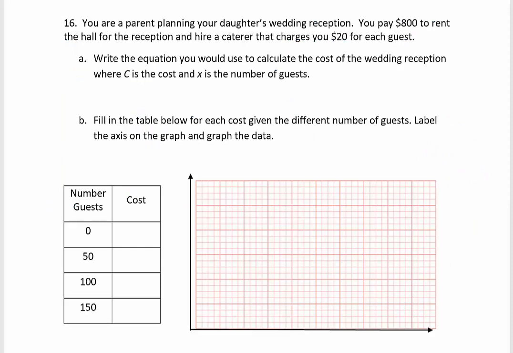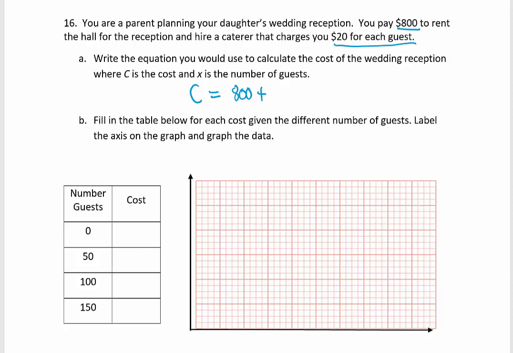All right, 6.2, question 16. You're a parent planning your daughter's wedding reception. You're going to pay $800 to rent the hall for the reception and hire a caterer that charges $20 a guest. So we've got this $800 to rent the hall, $20 per guest. Write an equation that you would use to calculate the cost of the wedding reception, where C is the cost and x is the number of guests. So we'd say, all right, if C is our cost, well, we're going to have this $800 plus $20 per guest.